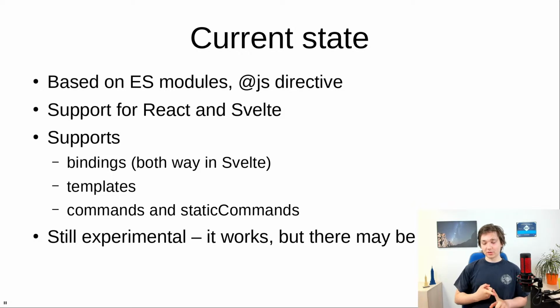It supports bindings. They work two ways in Svelte, only one way in React, because React just doesn't have two-way bindings. But what you do in React, I will show in a moment. You just add a command, or static command, which is basically an event handler for the unchanged event. So if you have a text box and you bind the value into it, and then you bind it out of it using an unchanged event. And it also supports templates that can be placed into the components. That's a bit more involved. I will not show it today, but we support it.